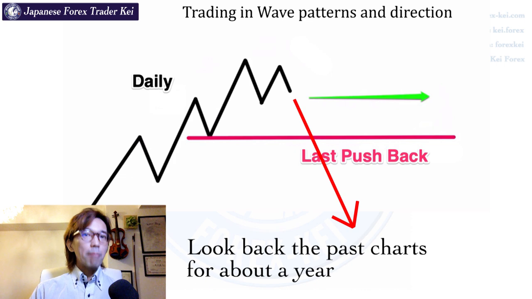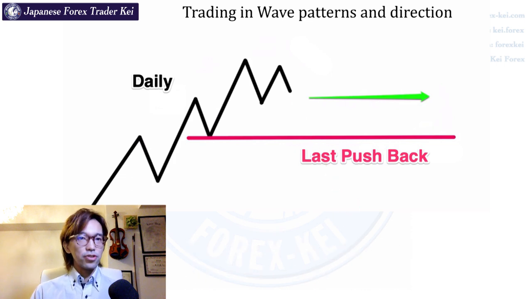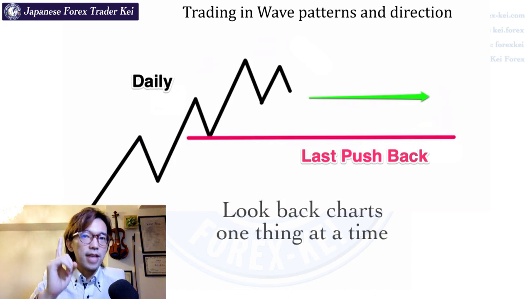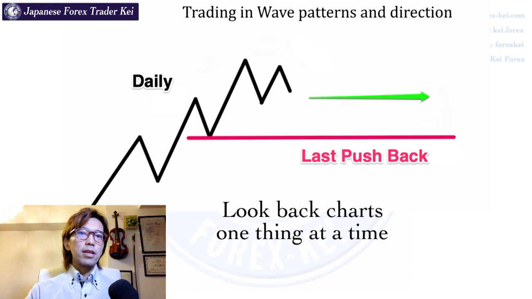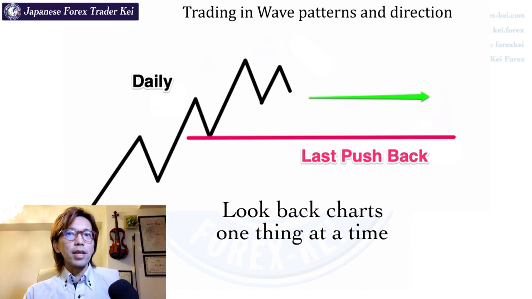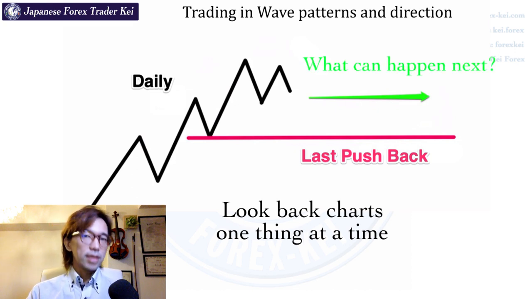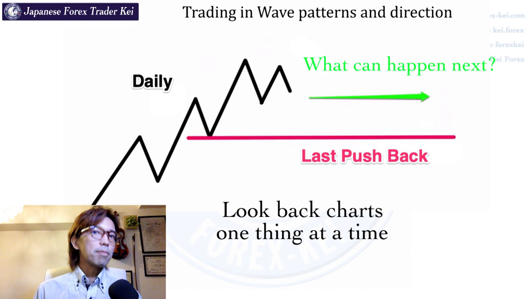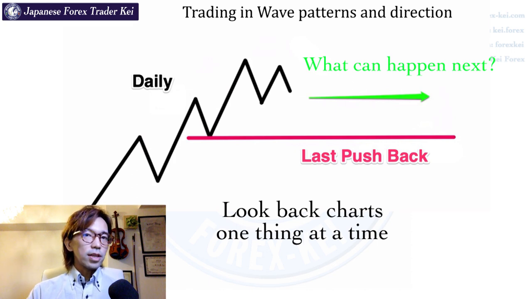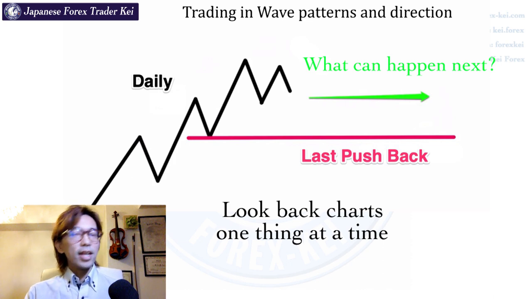So how you become a better trader is simply to know how many patterns you have based on your past experience. And one of the most effective ways to build that skill is to look back at the charts, but not only just looking back, you focus on one thing at a time. In this case, the market has been making lower highs and higher highs. And when the market did not renew the previous high and goes backwards, what can happen next, right? What can happen next? So you only focus on this question, what can happen next in this case, and look back at past charts. When it's in a downtrend, it's still the same. After the previous low, when it doesn't renew the market downwards, what can happen next?